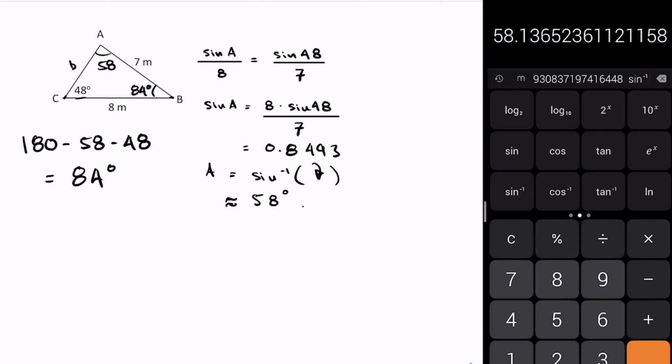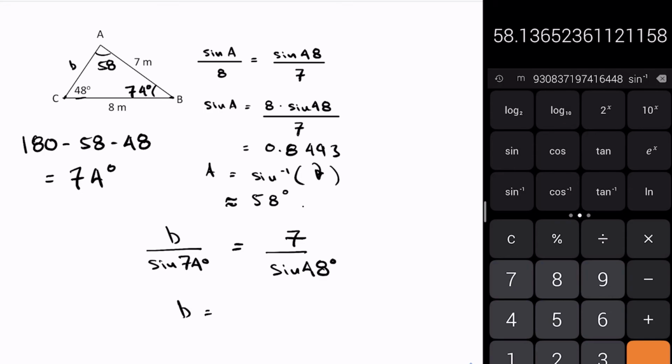But now we can solve for B. If we do the math. Sorry, that's not 84. What am I saying? That's 74. If we do the math, I can set it up to solve for side B over sine of 74 degrees. Let me change that over here. And that's going to give me, let's use what we know here. We have 7 over sine of 48 degrees.